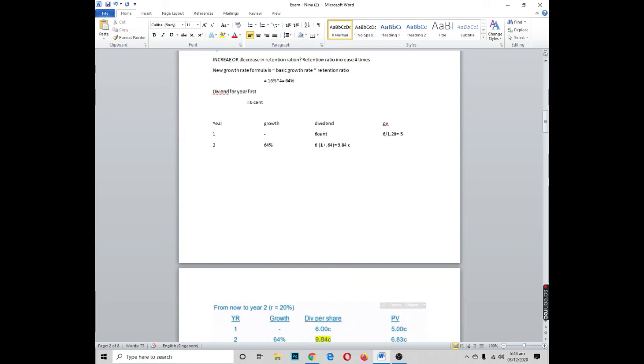Now here we also find the present value for this. So 9.84 cents divided by 1.2 raised to power 2. First we calculate 1.2 raised to power 2, the value comes, then we divide 9.84 by that value. So the answer is 6.83 cent.